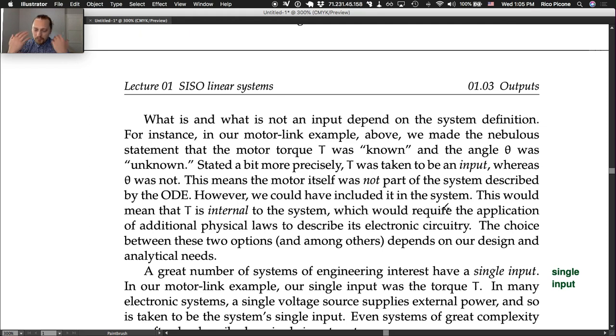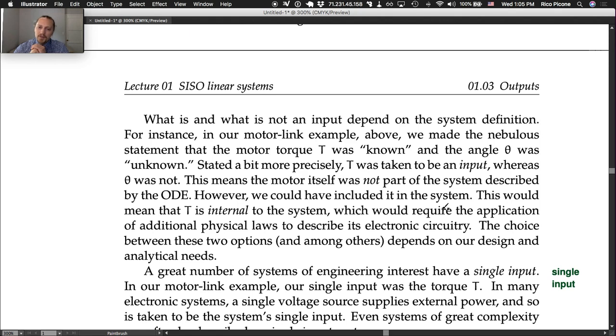I think that we all recognize that we can't write down physical laws and equations for the entirety of the universe and hope to get anything useful out of that. So we have to shrink it down to something that's more contained, and that's what's inside the system. And what comes in from the outside is going to be an input.